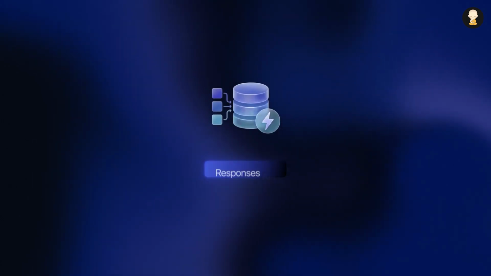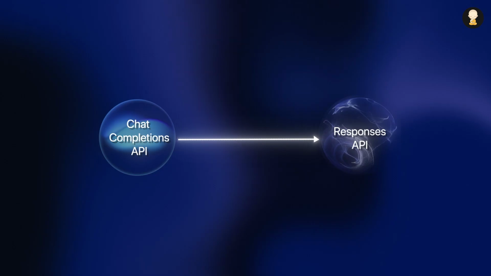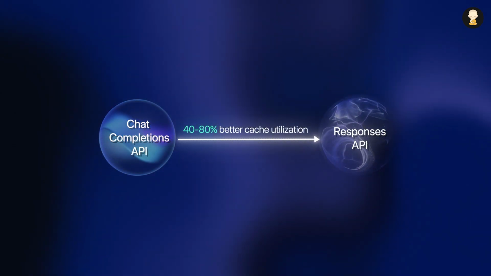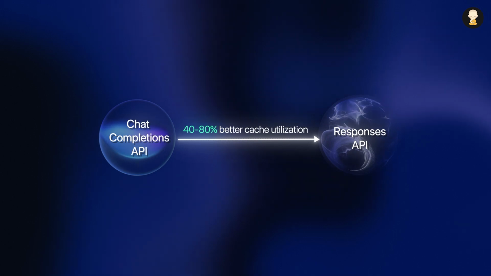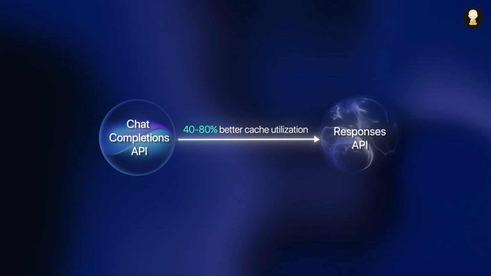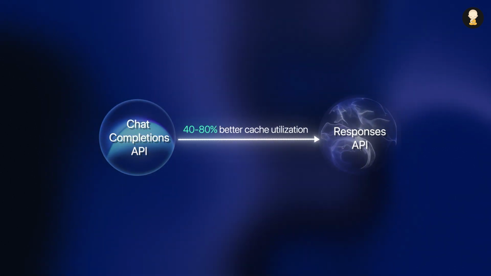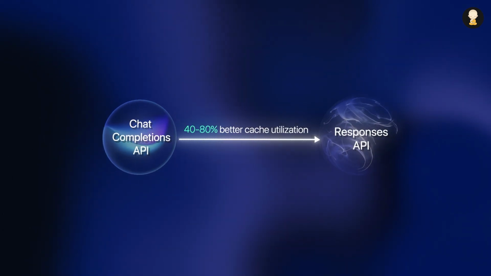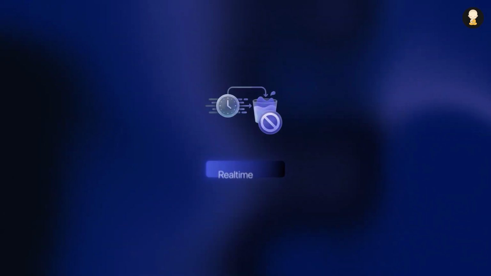Next is using the Responses API rather than the Completions API. OpenAI upgraded from the Chat Completions API for better performance. Internal benchmarks show a 40 to 80% better cache utilization on requests when compared to Chat Completions. This is because the raw chain of thought tokens get persisted in the Responses API between turns, leading to better overall performance.